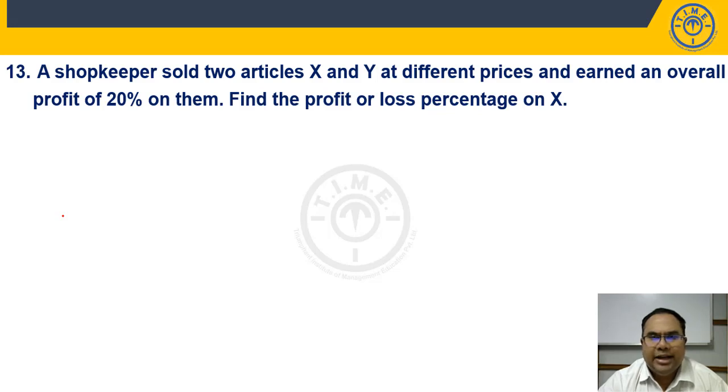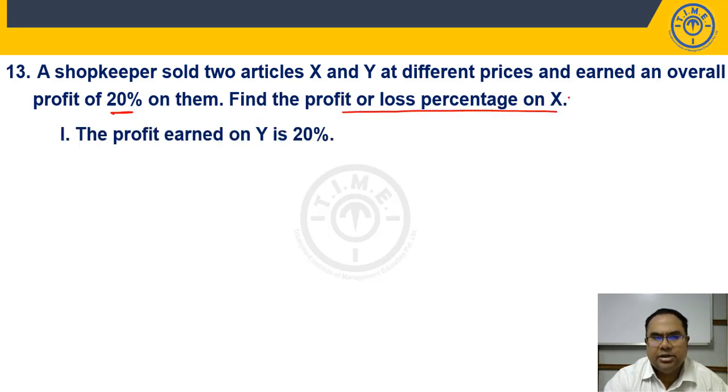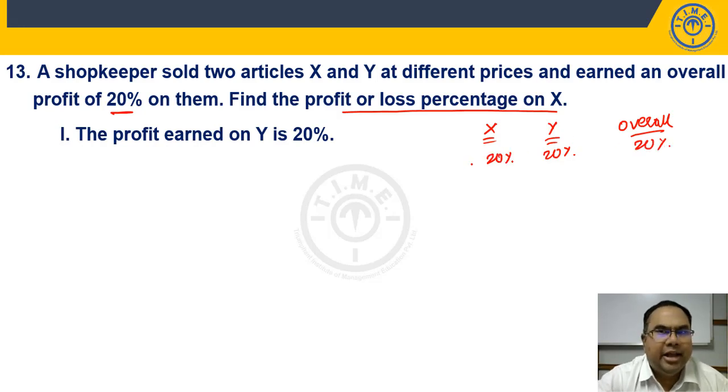A shopkeeper sold 2 articles X and Y at different prices, earning an overall profit of 20% on them. Find the profit or loss percentage on X. Profit on Y is 20. Obviously, X I have to find out. He sold 2 articles at different prices. Overall, 20%. If I want to maintain overall 20, one is 20, the other has to be 20. It cannot be any other number.